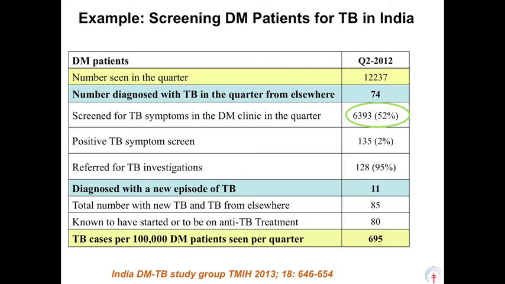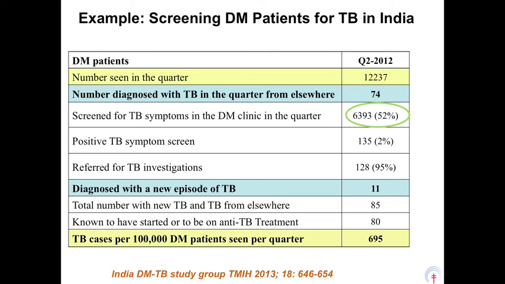So let me give you a snippet of what we found working in India in 2012 in a number of diabetic clinics. This was Q2 2012. So just over 12,000 diabetic patients were seen in this quarter, and 74 of them said, I've been diagnosed newly with tuberculosis in this quarter from elsewhere. India has a very good coverage of DOTS programs throughout the country, and they were diagnosed in some DOTS center. That left the remainder who should have been screened. And as you can see, this didn't work very well.